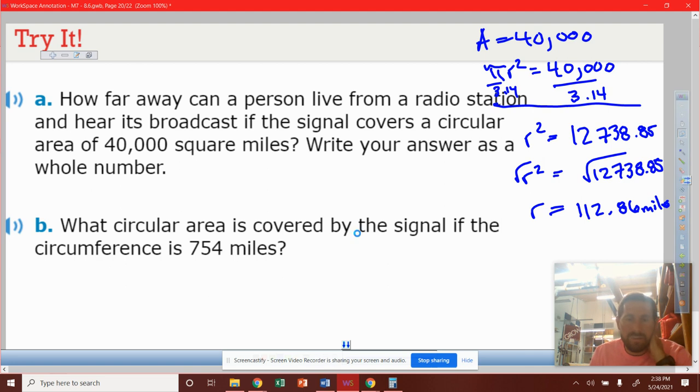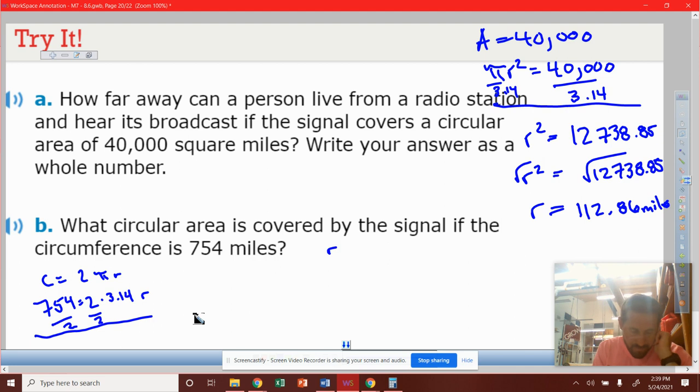Next one, what circular area is covered by a signal with a circumference of 754? So first of all, we have to find the radius, and when we find the radius, we can plug it into our area formula, right? So circumference equals 2 pi r. We know the circumference is 754. We know 2 is 2. We know pi is 3.14. We don't know what r is. So we're going to divide by each of these. We'll divide by 2 over here and get a number.